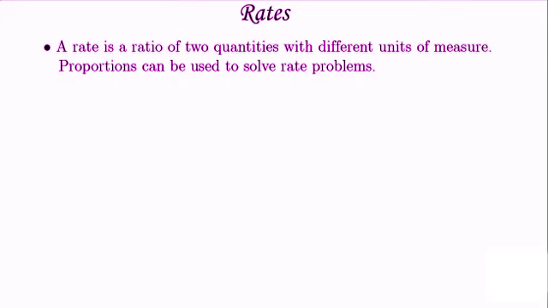A rate is a ratio of two quantities that have different units of measure. Proportions can also be used to solve rate problems. We talk about rates in everyday life. Speed is a ratio, because we'll say that a car is going 50 miles per hour. So it goes 50 miles in 1 hour. My top unit of measure is miles, and my unit of measure in the denominator is hours. Since these have two different units of measure, this ratio is actually called a rate. And it can be for other things as well.